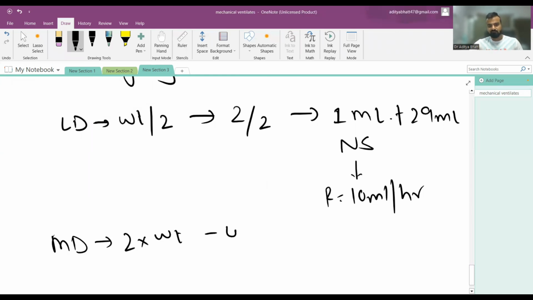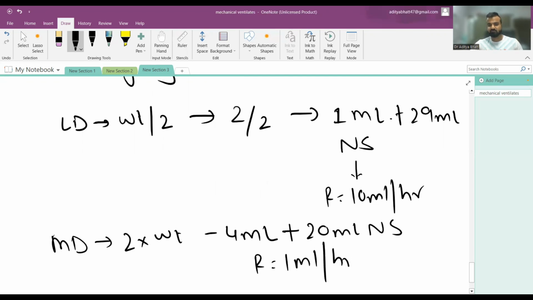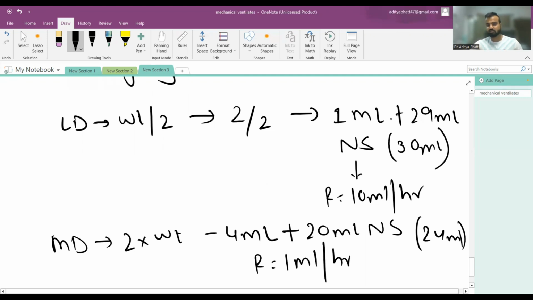So it is 4 ml sildenafil plus 20 ml NS, and the rate is 1 ml per hour. You have to make a syringe of 24 ml. In the initial dose, you have to make a syringe of 30 ml because you have to give it for 3 hours. So this is how you give sildenafil.